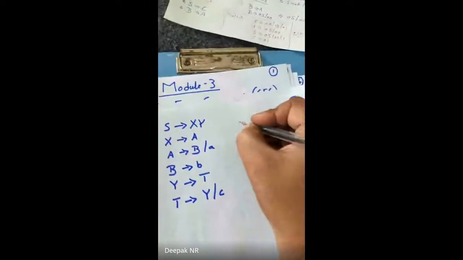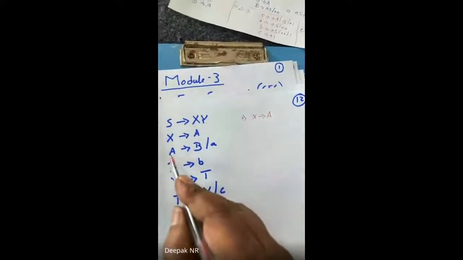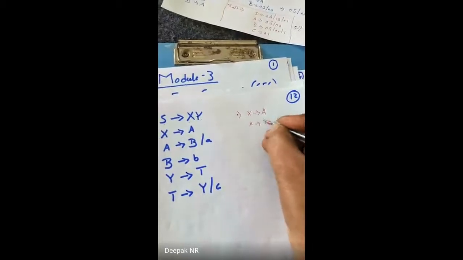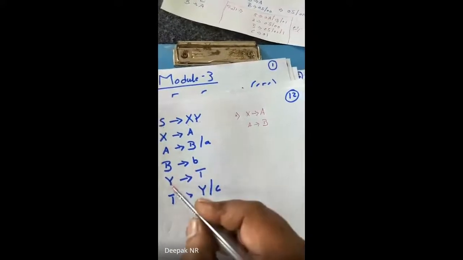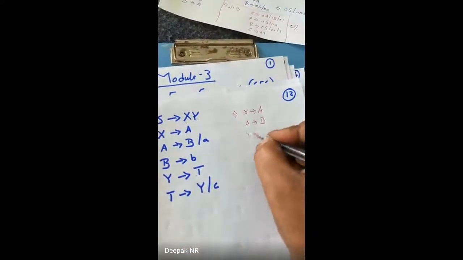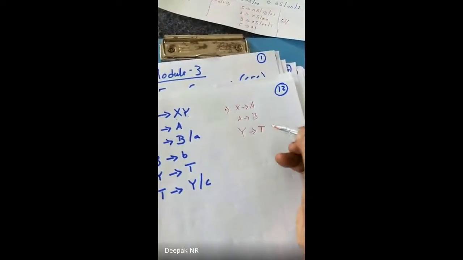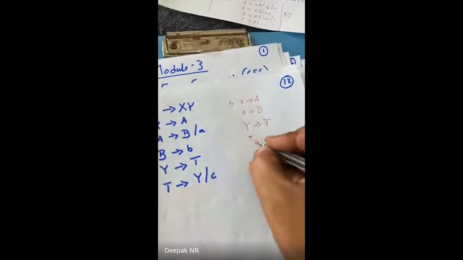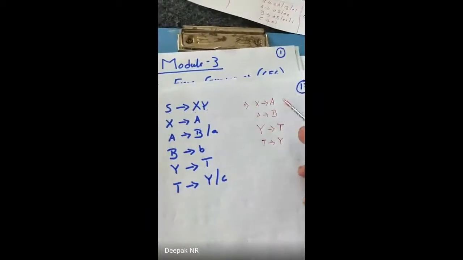So my first one is X tends to A. Clear? Second one, A tends to B. And my third one is B tends to B. Correct. Y tends to T. Clear? These are the three things. I will remove these three values and I have to write this. And here, if you observe, T tends to Y is the last one. This is the fourth thing I got, and I will remove this and I will rewrite the given answer.